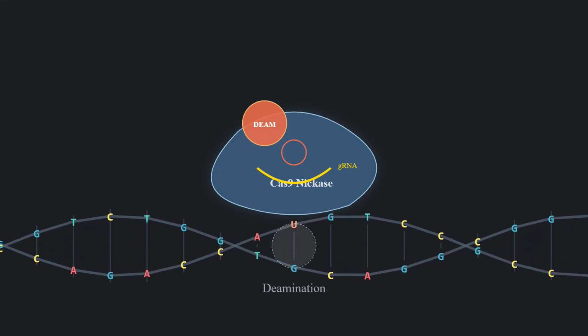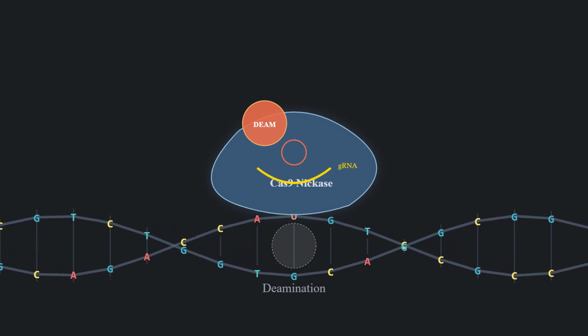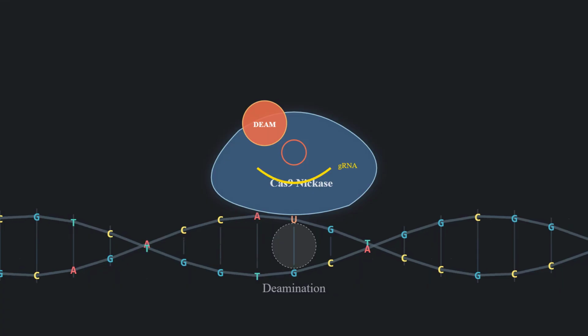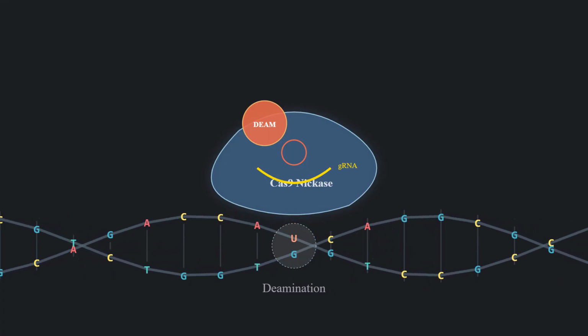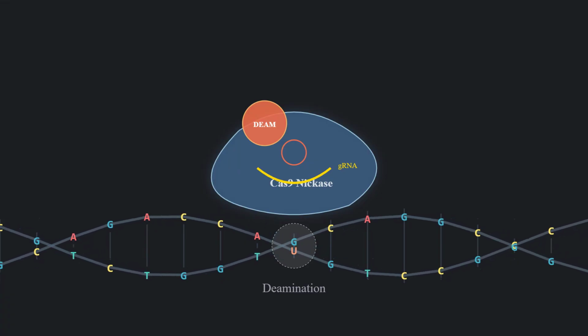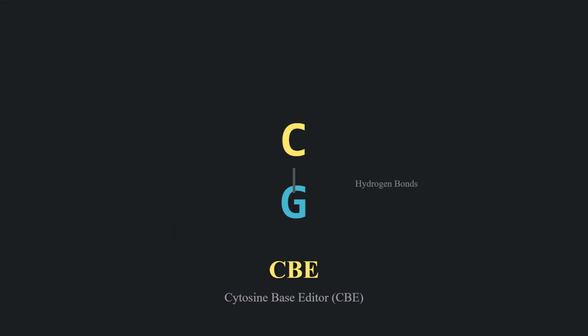Once positioned, the fused deaminase enzyme performs the targeted chemical modification of the base on the non-complementary strand. This precise chemical alteration initiates the cellular repair process, which ultimately results in the desired base pair conversion. Cytosine base editors facilitate the conversion of cytosine-guanine base pairs into thymine-adenine base pairs.